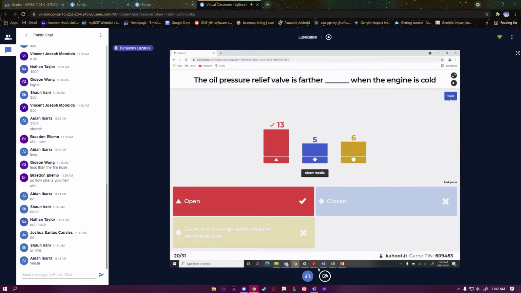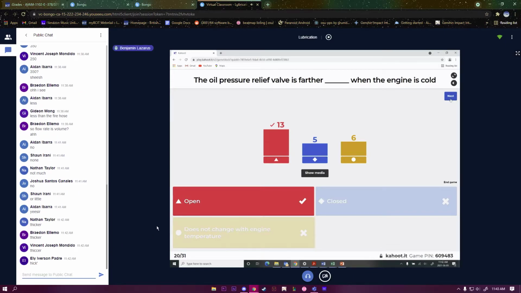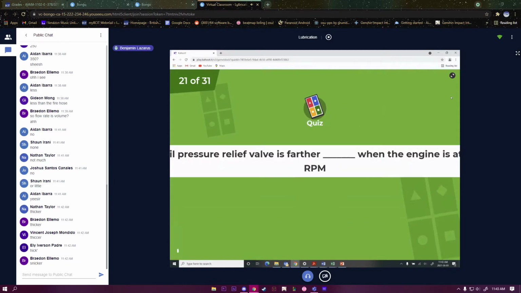It's open when the engine is cold. We're bypassing the cooler, right? When the engine is cold, why is the oil pressure relief valve open? Is the oil thicker or thinner when the engine is cold? Thicker. So it will develop more pressure. And more pressure means that valve will open a little bit farther, all things being equal, RPM and whatnot.